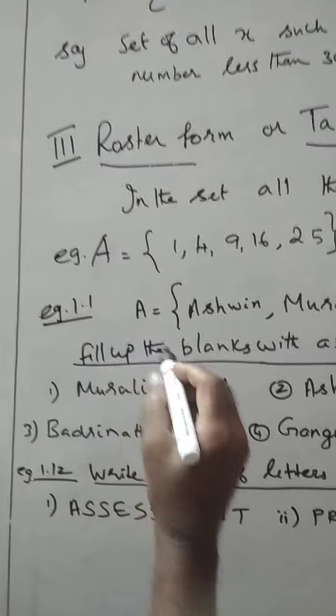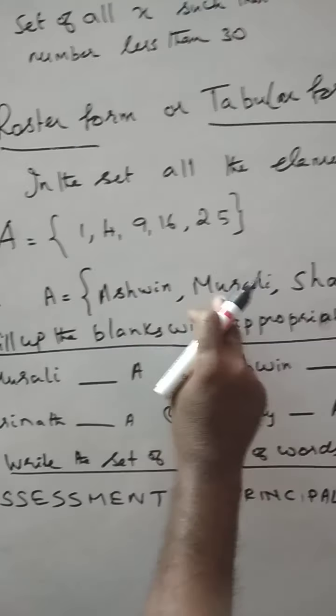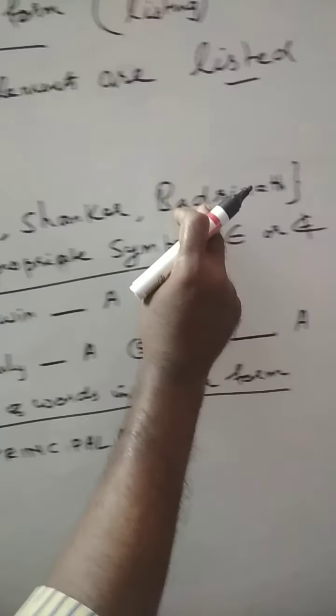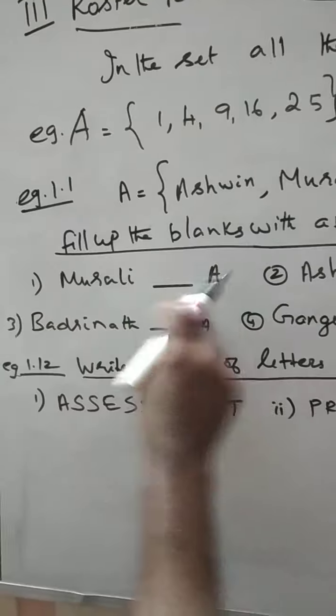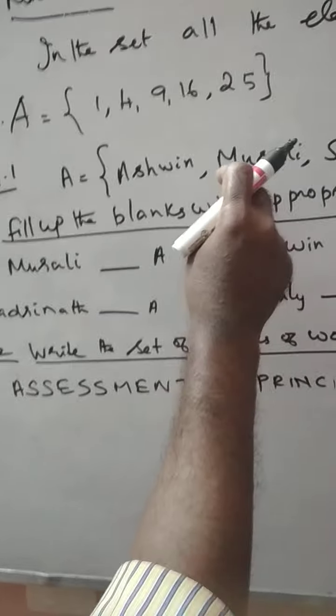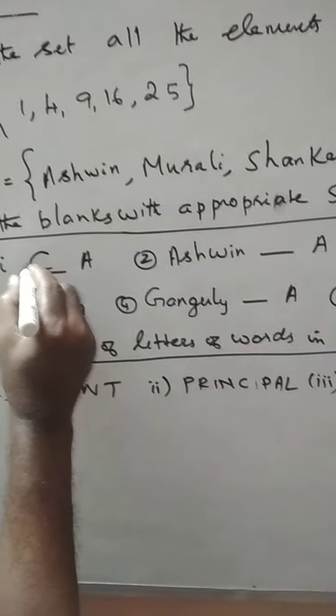See example 1.1. A set is given: Ashwin, Murali, Shankar and Badrinath. Fill up the blanks with the appropriate symbol, belongs to or does not belong to. Murali dash A. Murali is in the set A, so we can write belongs to.